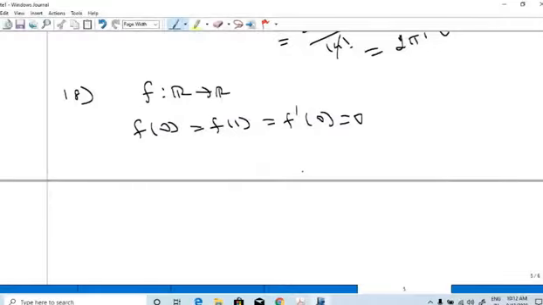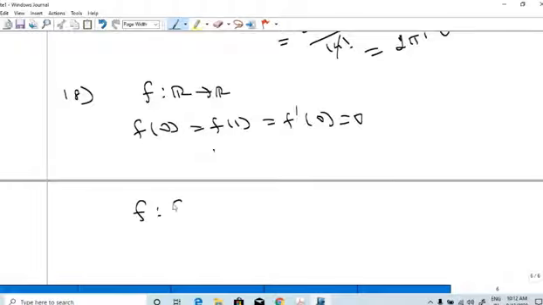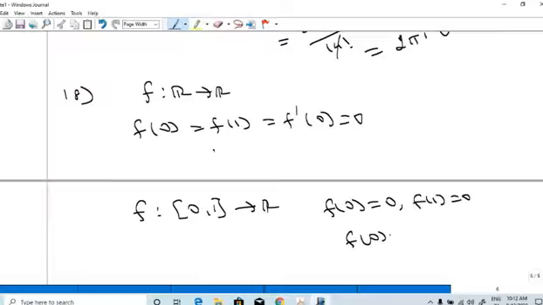Now consider the mean value theorem for the interval closed 0, 1. Consider this function, restrict the domain to closed 0, 1 to R. Again, it's a continuously differentiable function. So here we have f of 0. What is the value of f of 0? 0. Again, f of 1 is 0. So actually, f of 0 equal to f of 1. So we know what Rolle's theorem is.